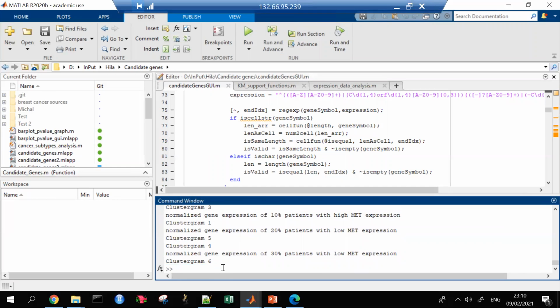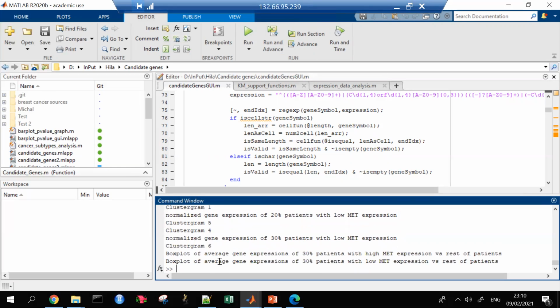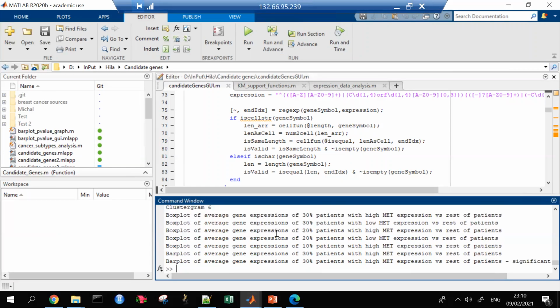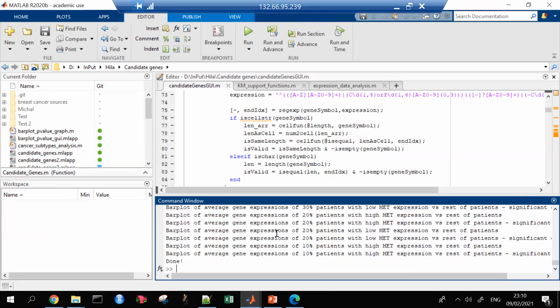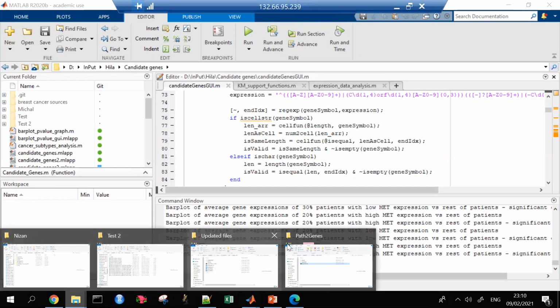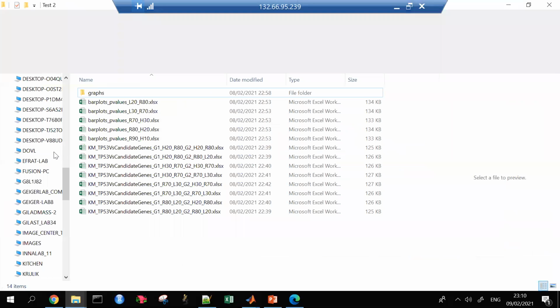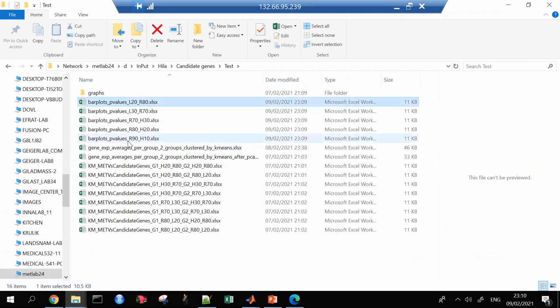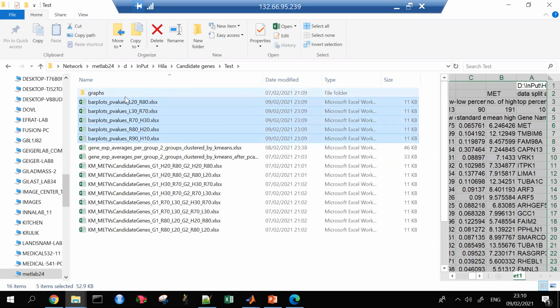And now we will wait until it is done. Also, please do not close the figures while the code is running. If you close the figures, the code will simply crash. So don't do that. Okay, and we are done. Now let's see what we got. So in this calculation, we get five Excel files.